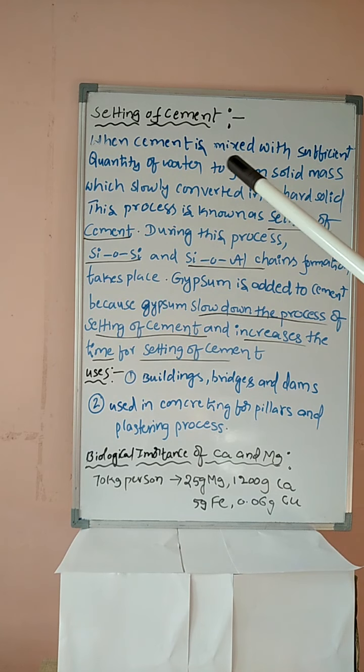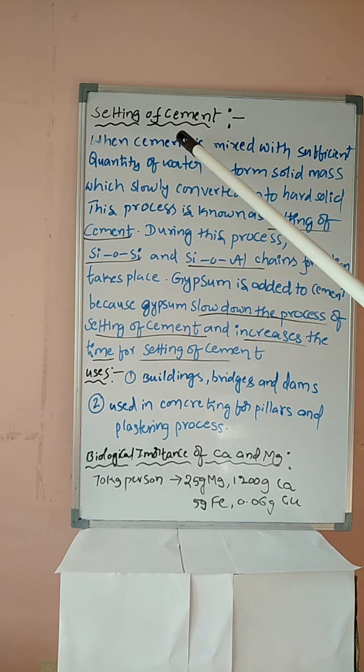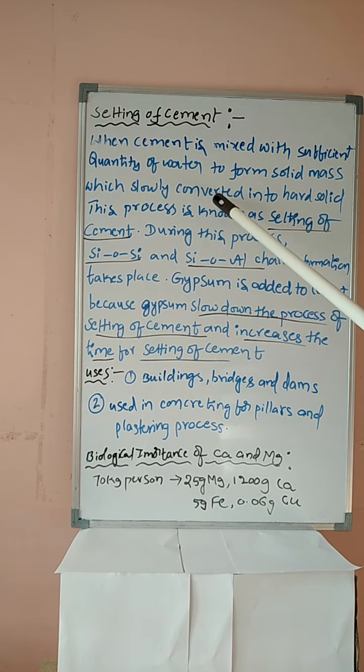Next, continuation, students. Setting of cement, very very important. When cement is mixed with sufficient quantity of water to form a solid mass which is slowly converted into a hard solid, this process is known as setting of cement. This is observed in our homes, students. If you add some water to cement, it is immediately a paste, and after some time it becomes very hard to break.